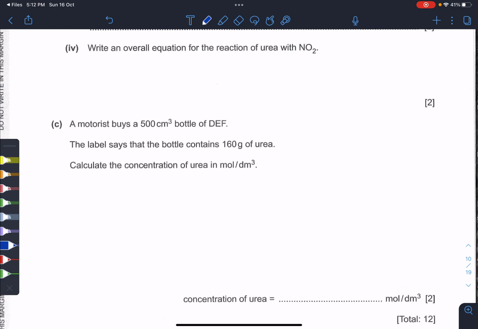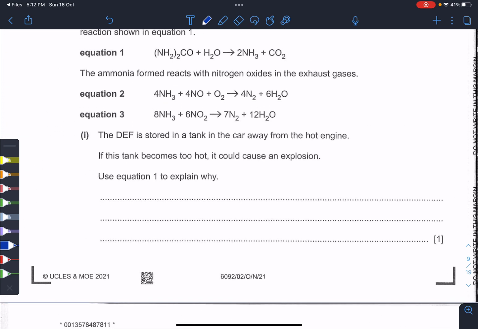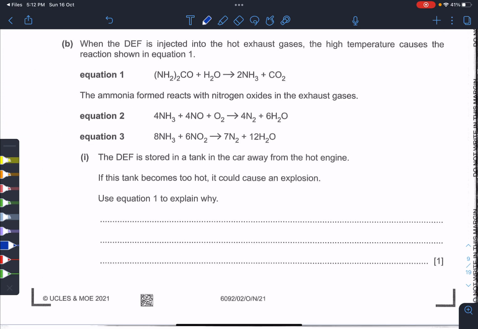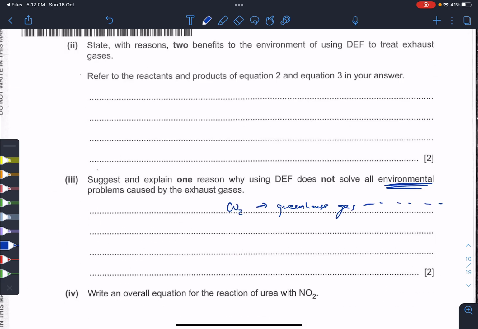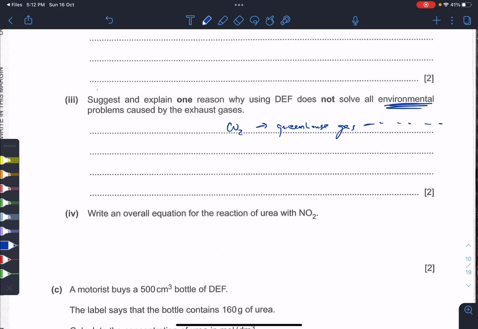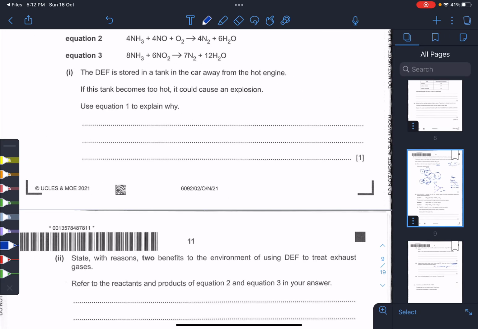Overall equation. Okay, some of you may struggle with the overall equation. So let's try and do overall equation now. Let me show you how to do it then. Okay, I'm gonna open a new page. So let's take a look.